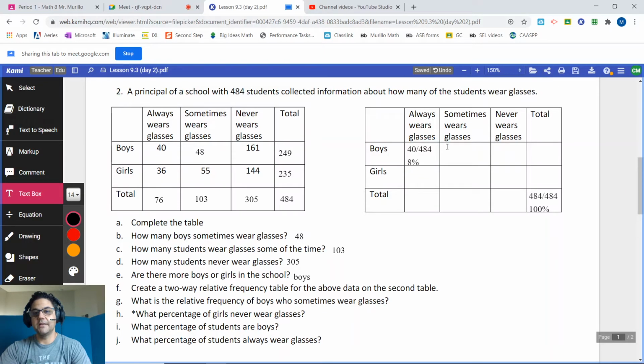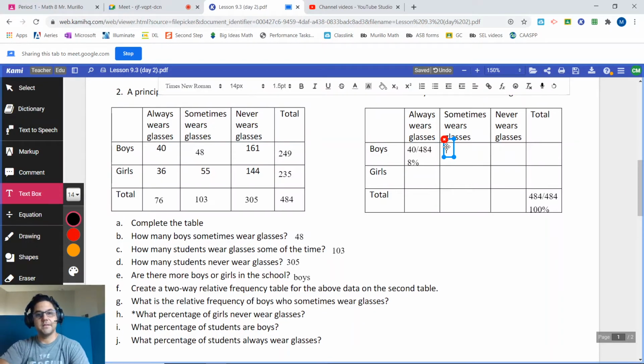And then we just continue on and find those missing boxes. So again, 48 divided by 484. About 10%. And then we just keep going on. When you're ready, you're then able to answer your questions. What is the relative frequency of boys who sometimes wear glasses? Hey, I just found that out. That would be 10%.